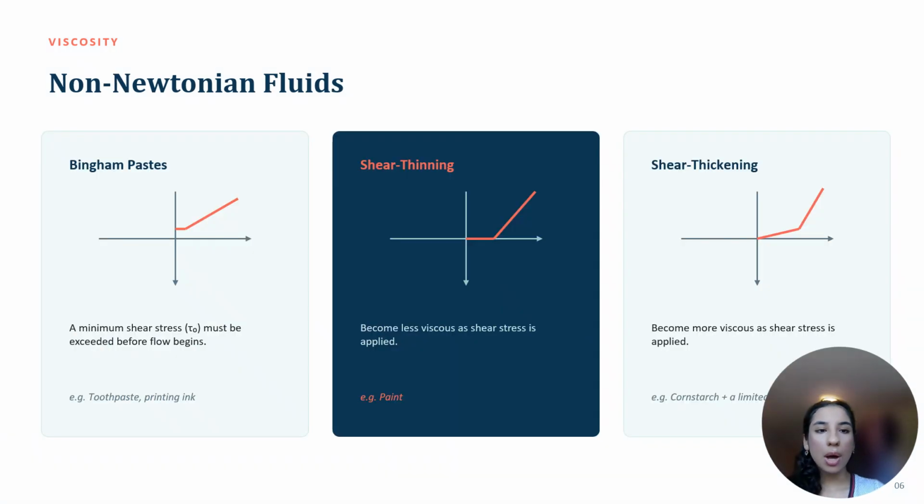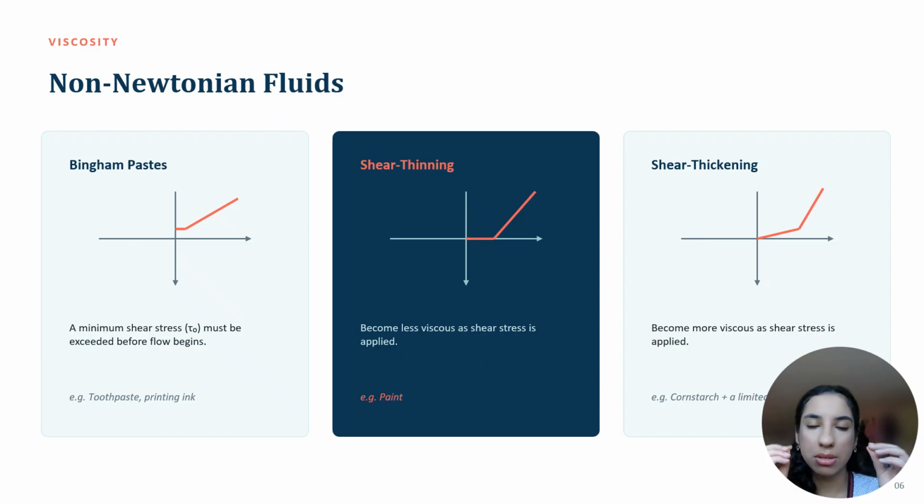Now, what about if a fluid is not Newtonian? We have three different types here. First, Bingham pastes. I don't know how to say it. That is like toothpaste. So this is what happens.